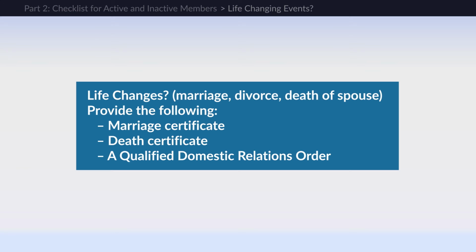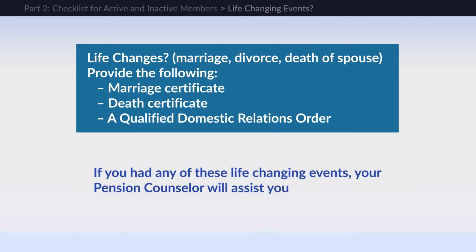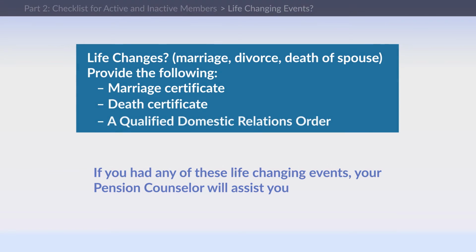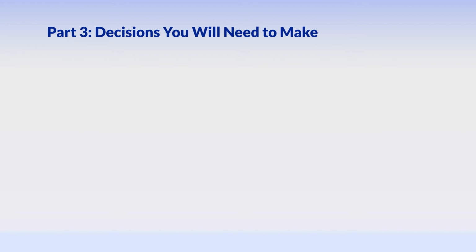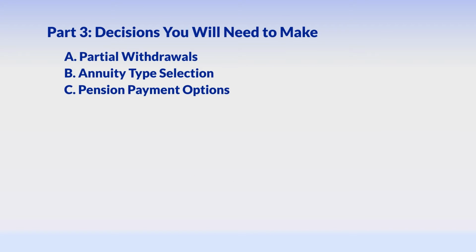If you have had any life-changing events such as marriage, divorce, or the loss of a spouse, the pension boards may request additional documentation in order to complete the process. Some of these documents may include a copy of a marriage certificate, death certificate, or a qualified domestic relations order. If you have had any of these life-changing events, please know that your pension counselor will walk alongside you through this process. Now let's talk about some of the key decisions you will need to make.